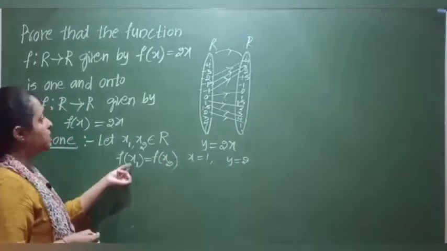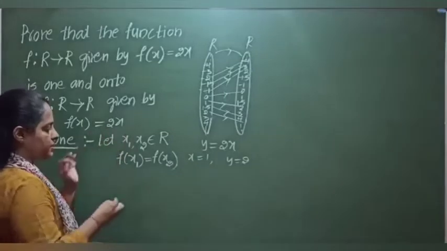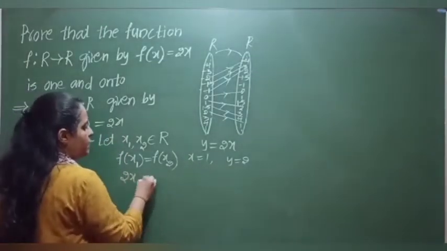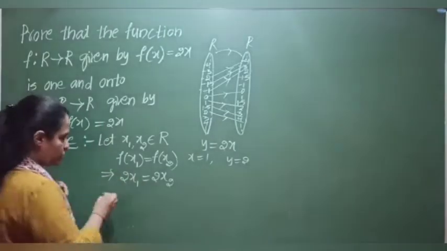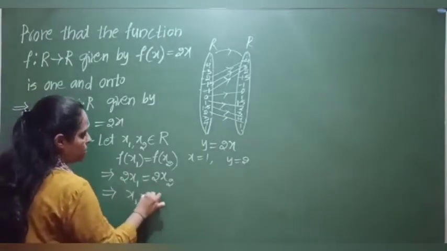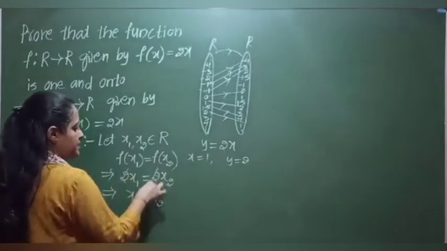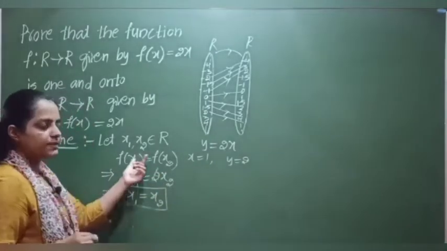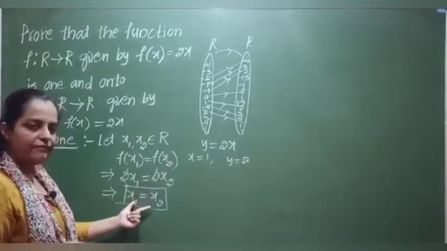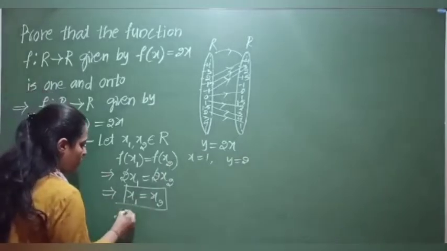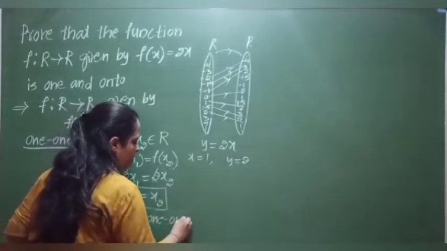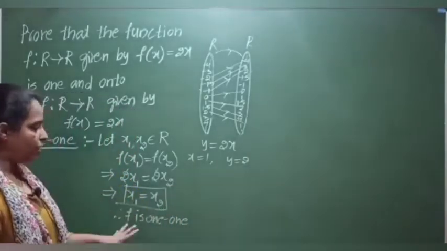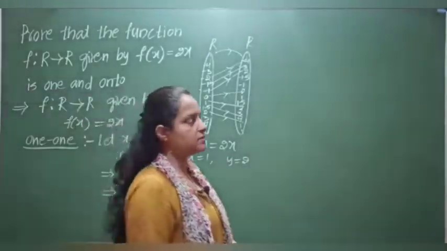So what is f of x1? f of x1 is 2x1, and f of x2 is 2x2, right? So 2x1 is equal to 2x2. So this gives x1 is equal to x2, so 2 cancels here. So therefore f of x1 equal to f of x2, we have shown x1 is equal to x2. Therefore f is a one-one function. Okay, so next we'll think of onto function.